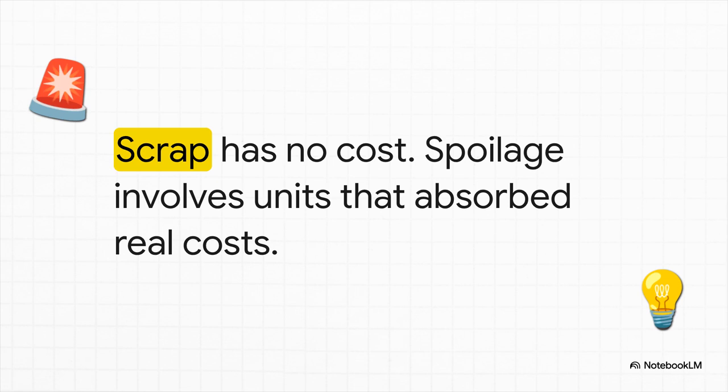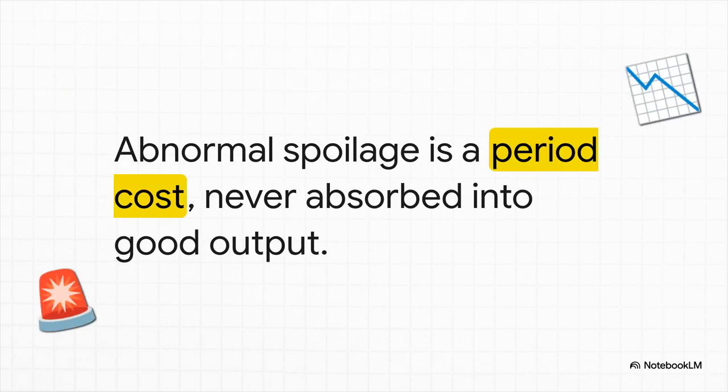Scrap is just leftover raw material fragments with no recognized cost attached to them. Spoilage, on the other hand, involves actual, partially, or fully completed units that failed to meet quality standards. Spoilage has absorbed real costs, materials, labor, overhead, and therefore it demands a formal cost classification as either normal or abnormal. And here's our second major exam trap.